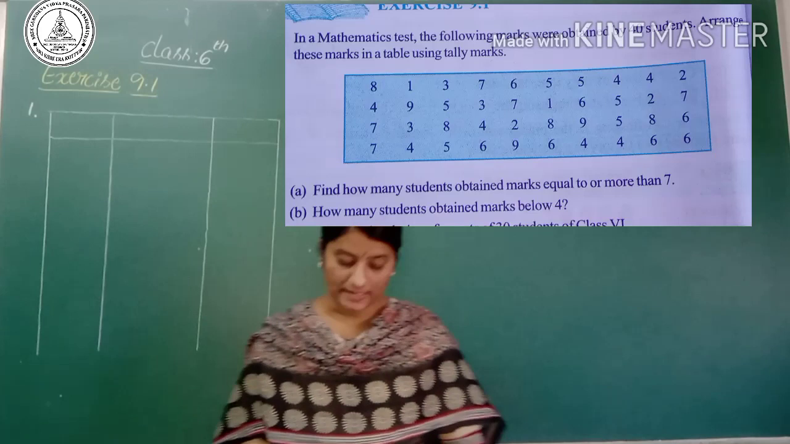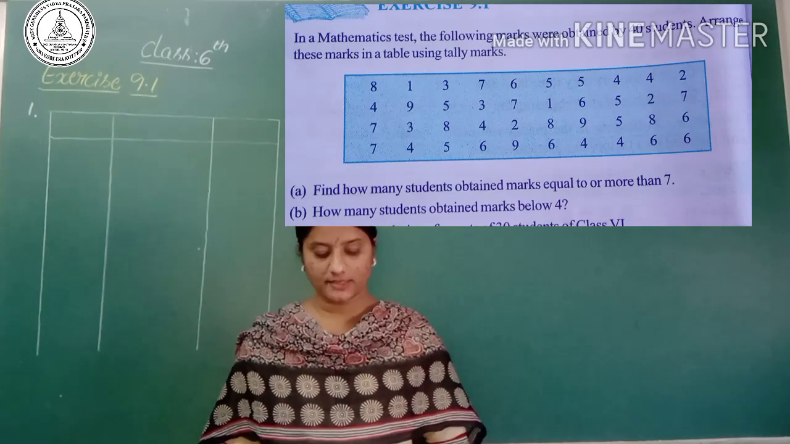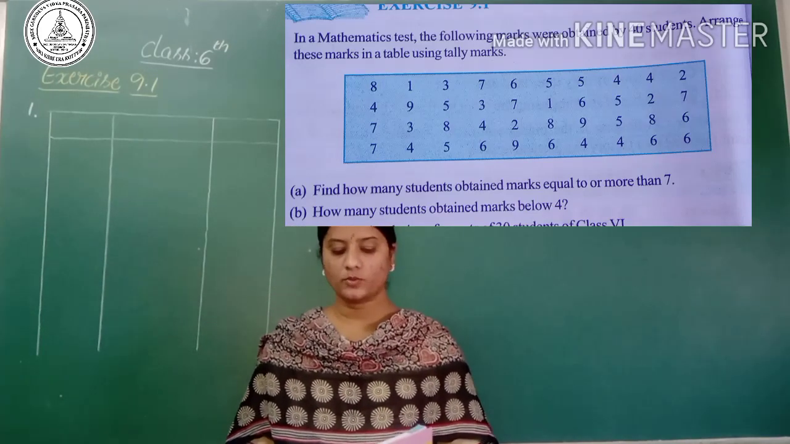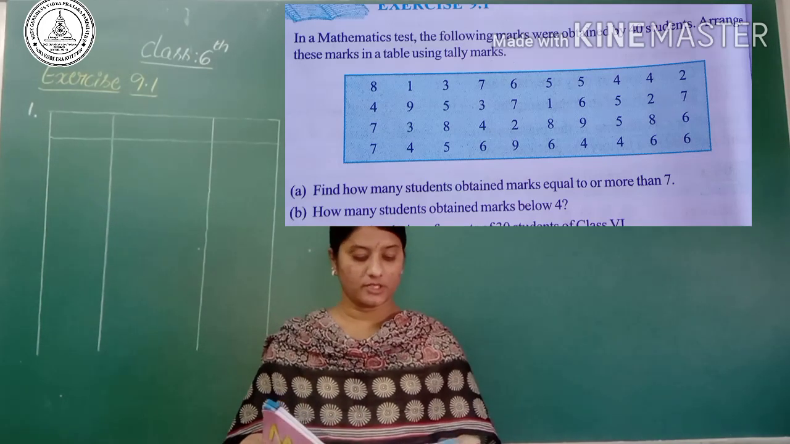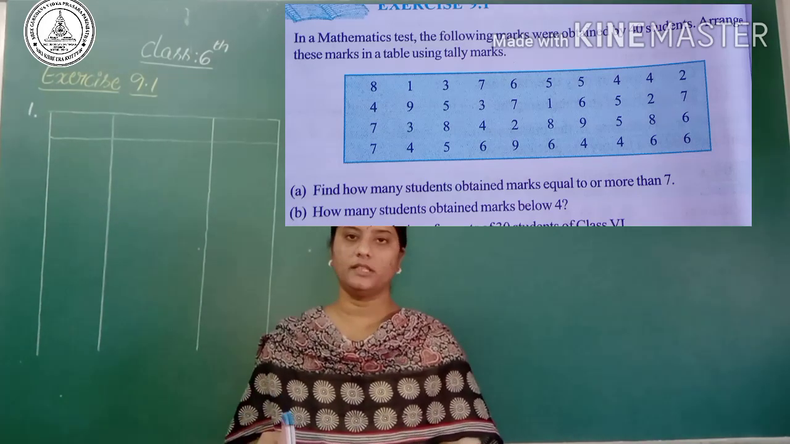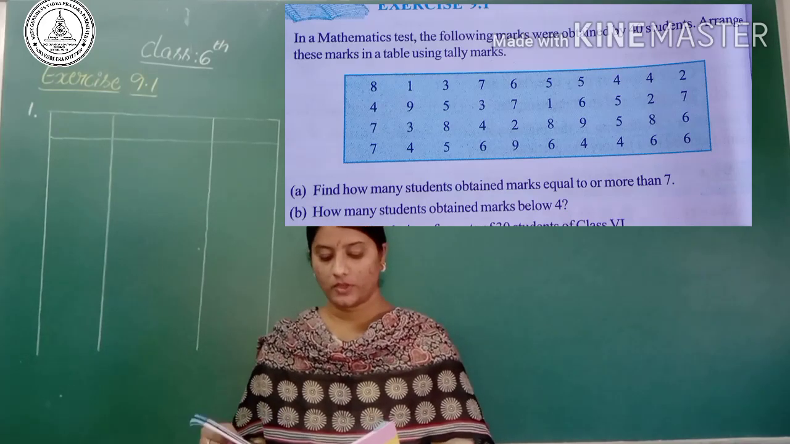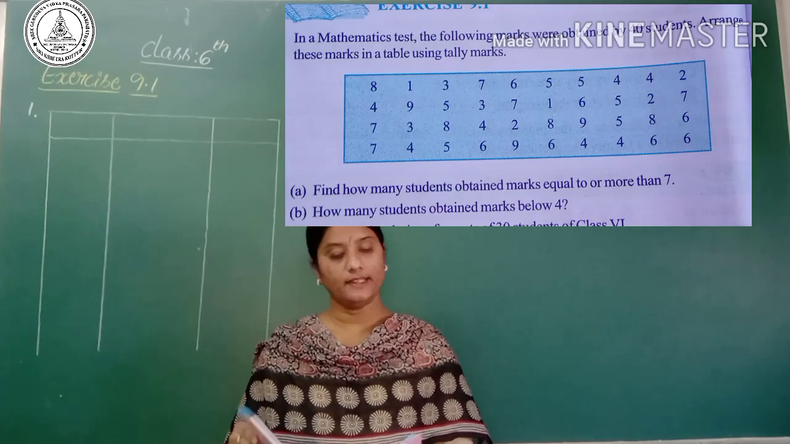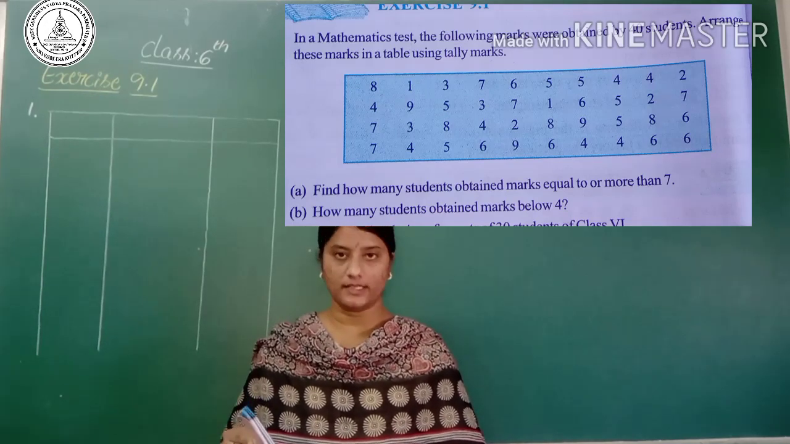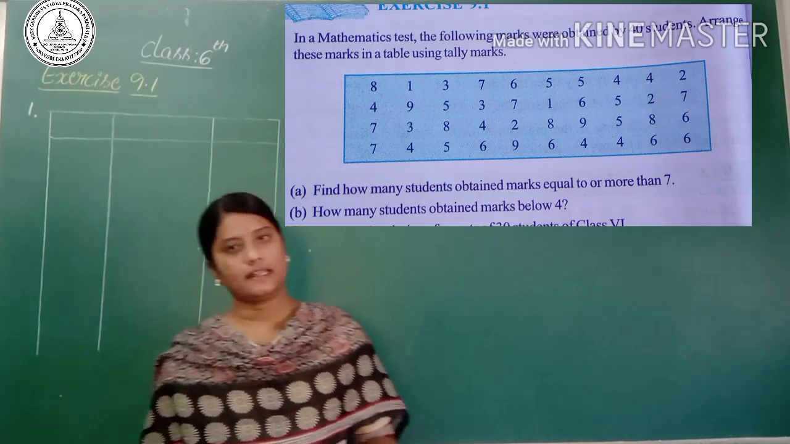So in that, the first question is, in a mathematics test, the following marks were obtained by 40 students. Arrange these marks in a table using tally marks. Okay, so here they are given the 40 students' test marks. So we have to write this data using tally marks.